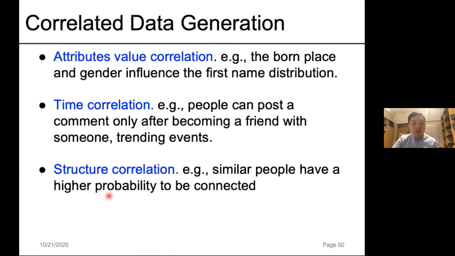And the third one is the structure correlation. This means similar people have a higher probability of being connected. They consider 2 factors in the structure correlation. For example, in order to generate friendships, you need to use a multi-dimensional sliding window to sort the related persons based on the places where the person studied and the interests of all persons. And then they pick the friends for a person to generate.